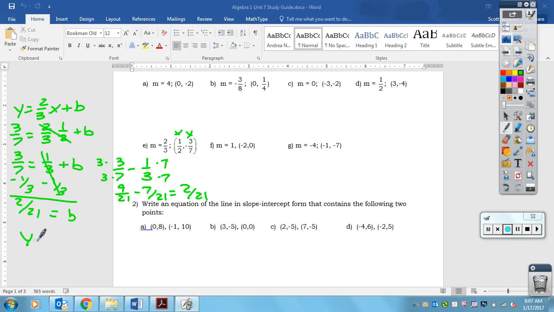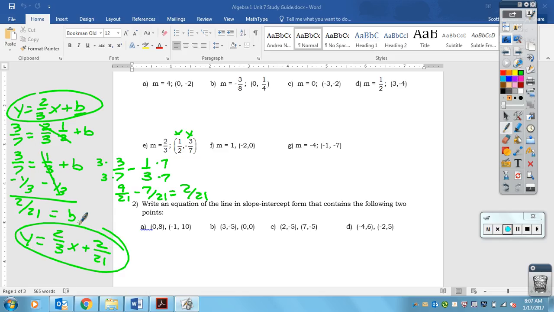My equation is y equals the same thing up here, except now I know what my b is. 2/3 x plus 2 over 21. Just working with fractions, nothing crazy. F. Y equals, m is 1, so just x plus b. This is a nice and easy one.